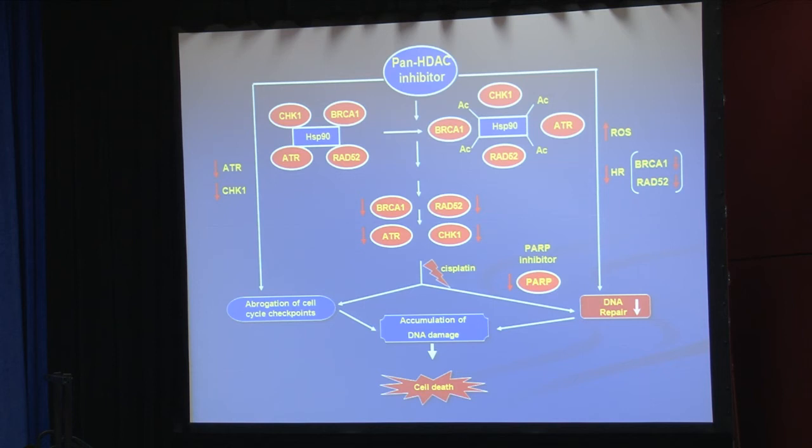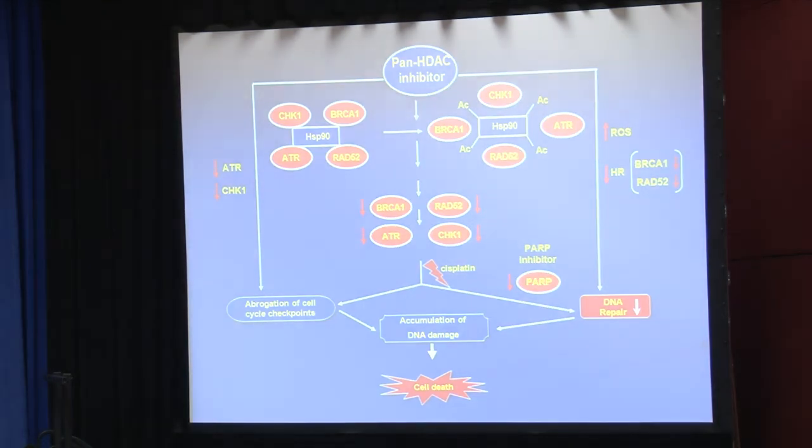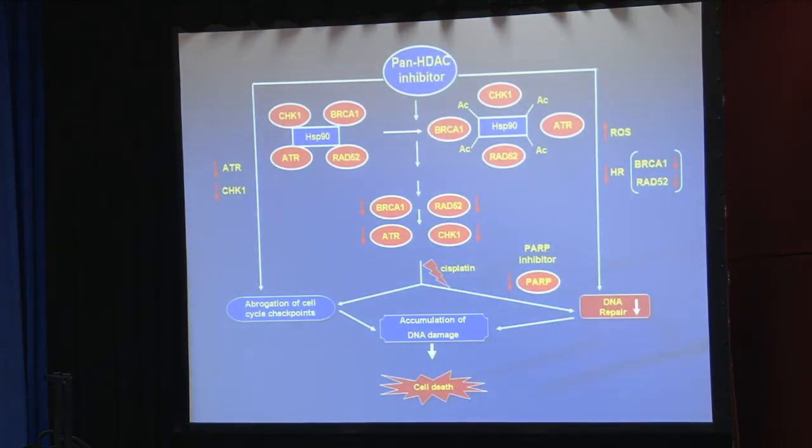Now, pan-HDAC inhibitors are known to inhibit histone deacetylases, HDAC6 in the cytosol and HDAC3 in the nucleus that we found, which induces hyperacetylation of heat shock protein 90, as shown in the cartoon. And this leads to disruption of its chaperone function towards BRCA1, CHEK1, RAD52, ATR, which then get polyubiquitinated and proteasomally degraded. Their levels go down.